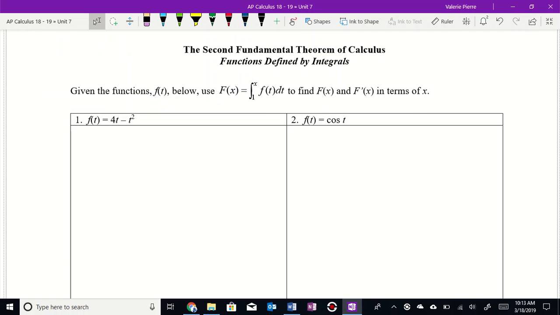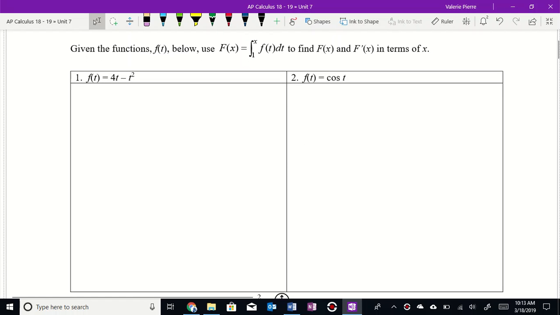Unit 7, page 205 to 209, the second fundamental theorem of calculus, functions defined by integrals. Given the functions f of t below, use capital F of x equals the definite integral from 1 to x of f of t dt to find capital F of x and capital F prime of x in terms of x. So what we're going to do here is use what we know about the FTOC to actually find these functions, capital F of x and capital F prime of x.